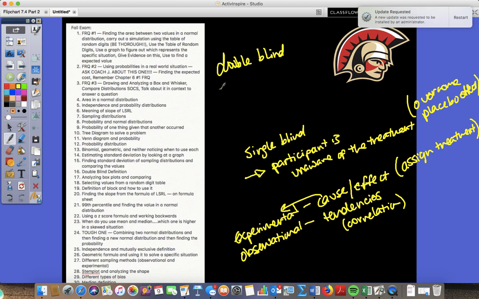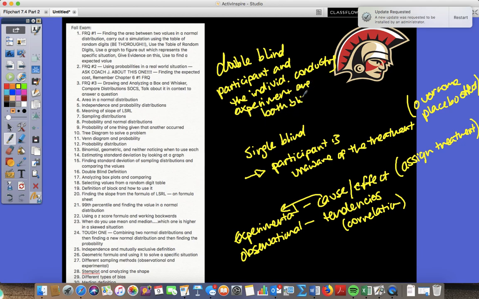Double blind is where the participant and the individual conducting the experiment are both blind to the treatment. Okay, so that would be double blind. That's the difference between double and single blind there.